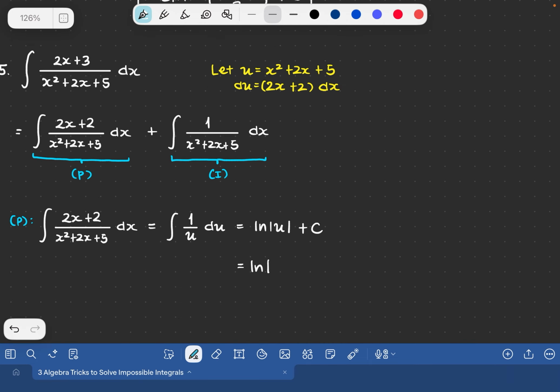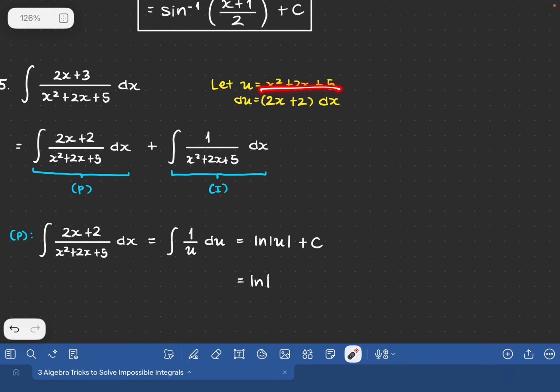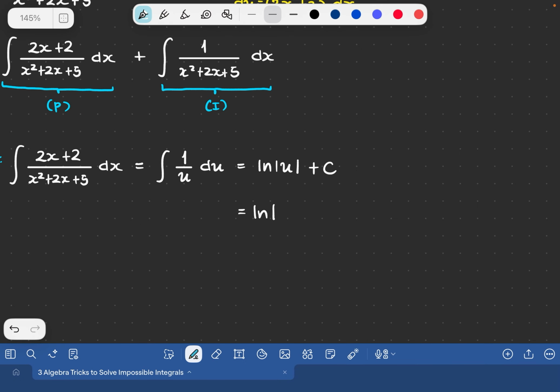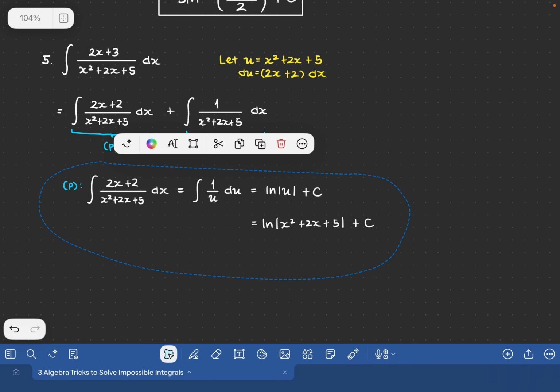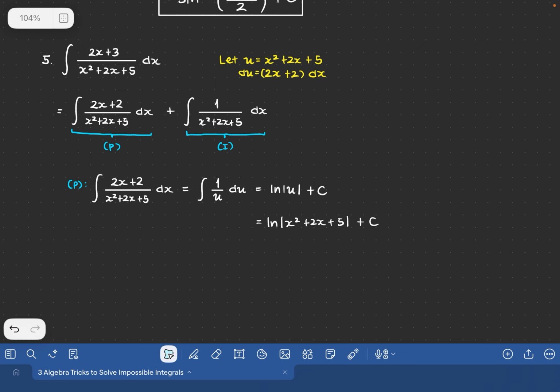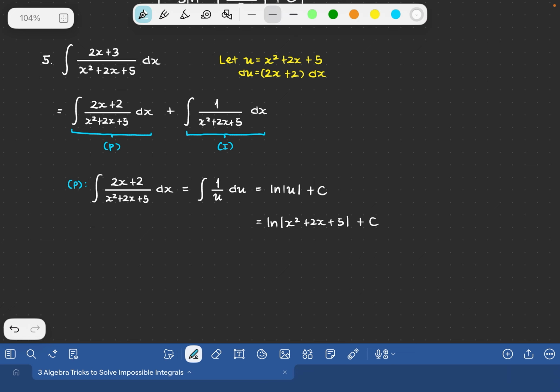Again, we go back to x. U is just this one. So we'll just have here ln of x squared plus 2x plus 5 plus c. So that goes for P. We next proceed to I. I hope you got that one down. It's kind of similar to what we've been doing so far.